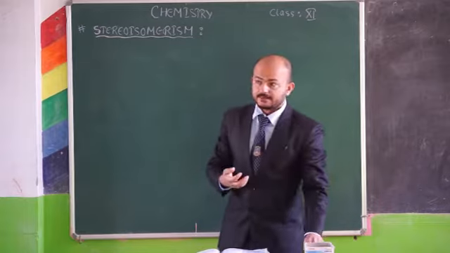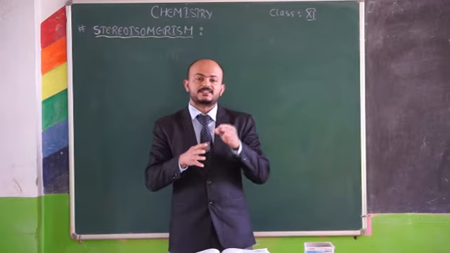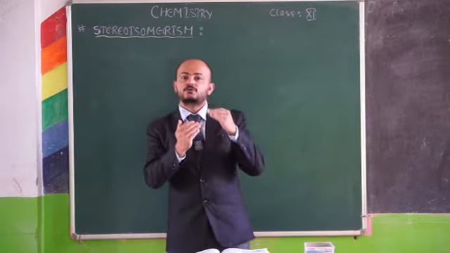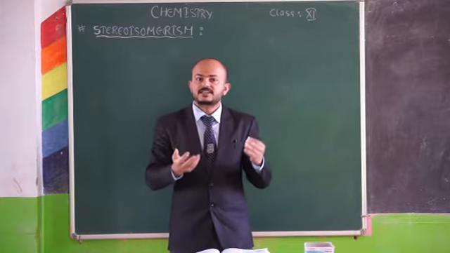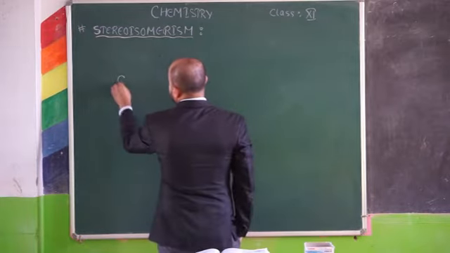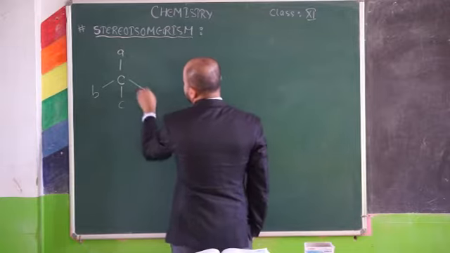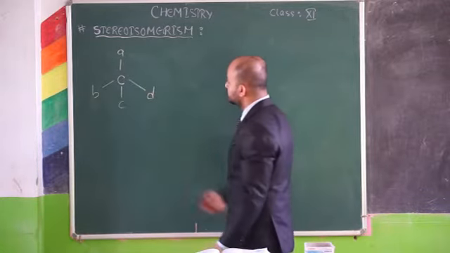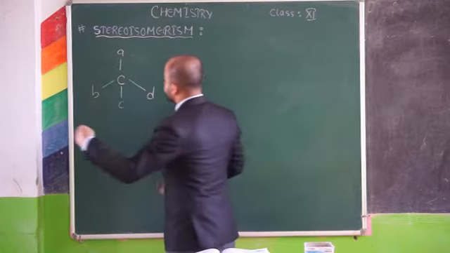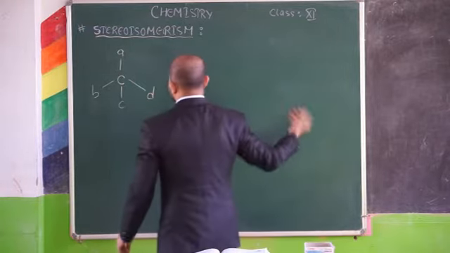Now, let me give you an example. Whenever different groups are arranged around a central carbon atom, and these attached groups vary in their position in space, that will give rise to stereoisomerism. For example, suppose you have a carbon center attached to 4 different groups. A is up, B is on the left hand side, C is below the carbon, and D is on the right hand side.